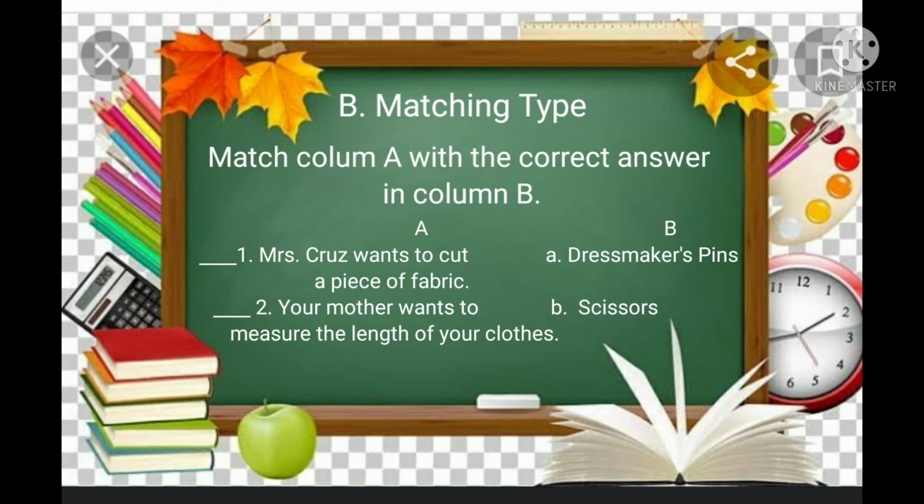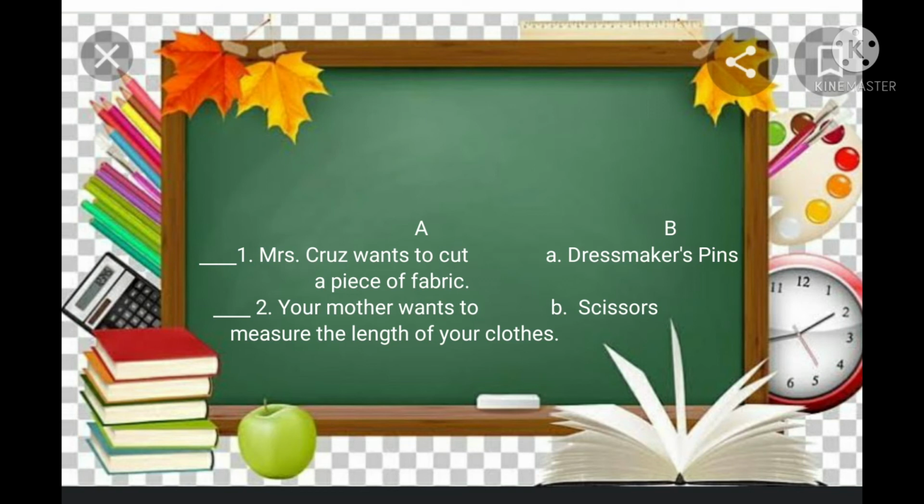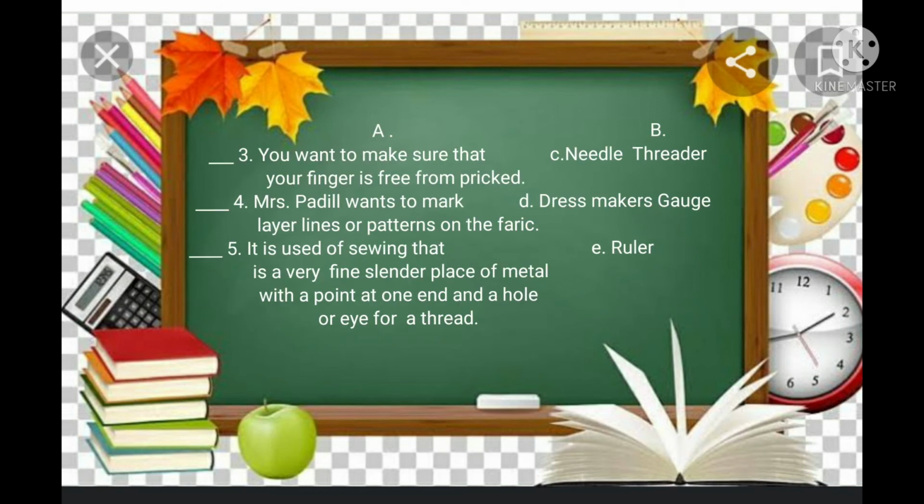B. Matching type. Match the column A with the correct answer in column B. Number 1. Mrs. Cruz wants to cut a piece of fabric. Number 2. Your mother wants to measure the length of your clothes. Number 3, you want to make sure that your finger is free from prick. Number 4, Mrs. Paddle wants to mark layer lines or pattern on the fabric. And number 5, it is used in sewing, a very fine slender piece of metal with a point at one end and a hole or eye for a thread.